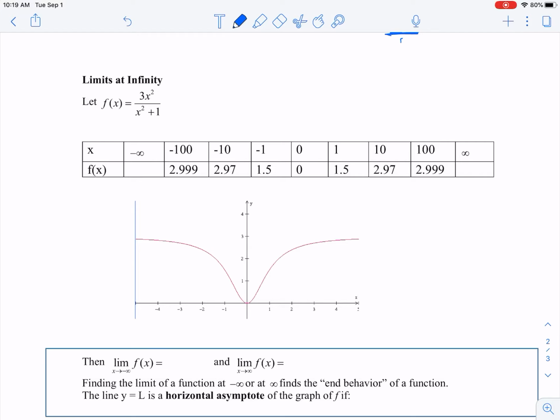Limits at infinity, part 2. Okay, this time x is going to be approaching infinity. And what we're really talking about is end behavior and horizontal asymptotes. But we have a quick example here.